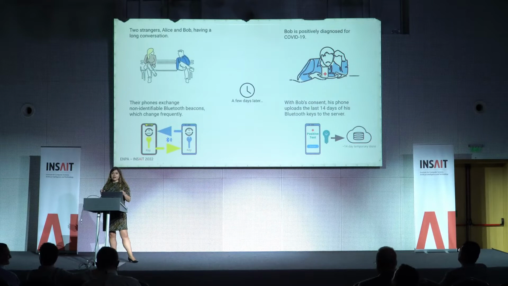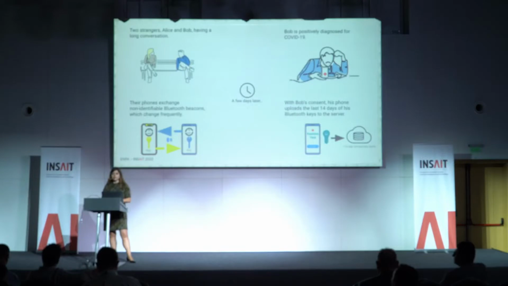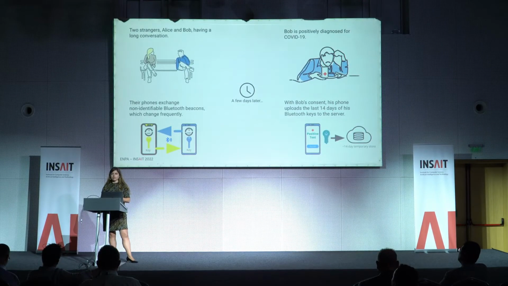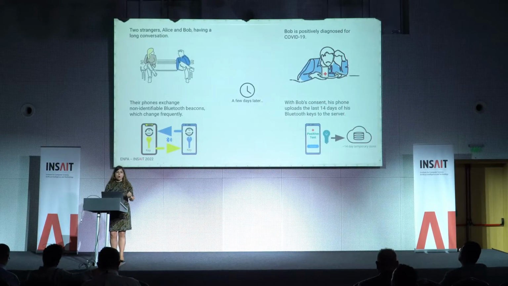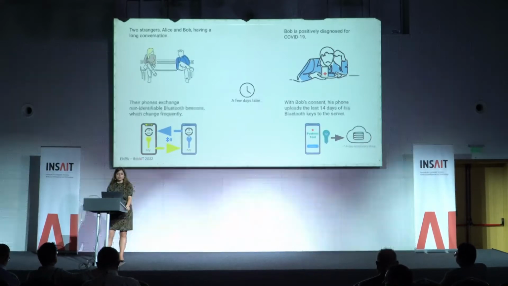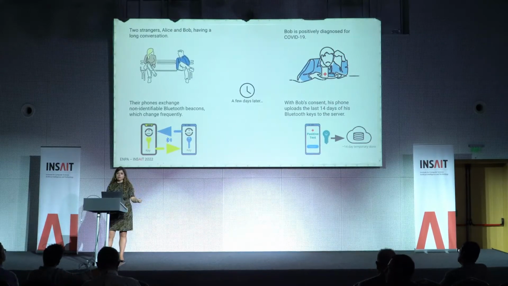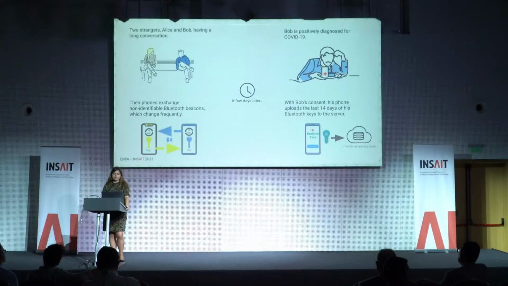So each mobile phone will be broadcasting these non-identifiable Bluetooth beacons, which will be changing fairly frequently. For example, you can think of this as every 15 minutes. And these beacons are basically random numbers that each device will be broadcasting. And then at the same time, all devices that are in the vicinity will be listening and will be recording the beacons that they hear. So for example, if Alice and Bob are having a conversation on a bench in the park, their phones will be broadcasting their respective beacons, and the phone of the other person will be recording what it's hearing.